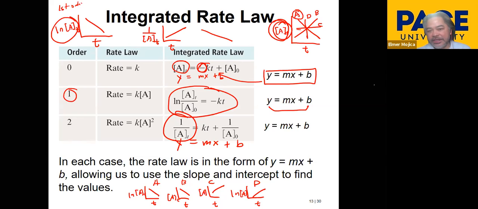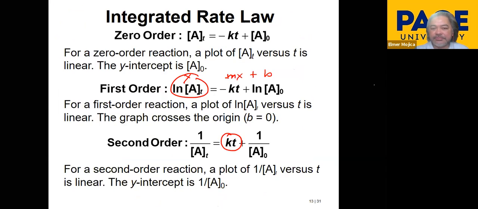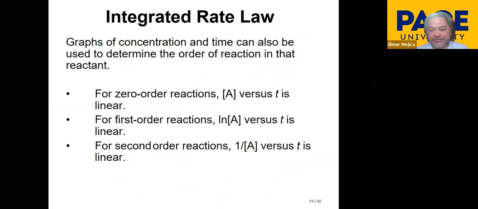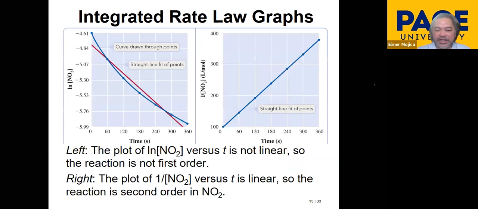So we usually have questions like this in the exam, and in the final exam. The idea here is you should be able to identify the plot for a first order, zero order, and second order integrated rate law. So this is how usually a second order plot would look like. It's the reciprocal of the concentration versus time.